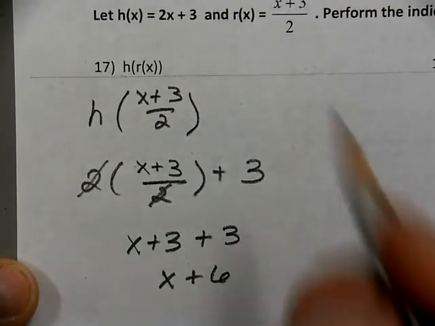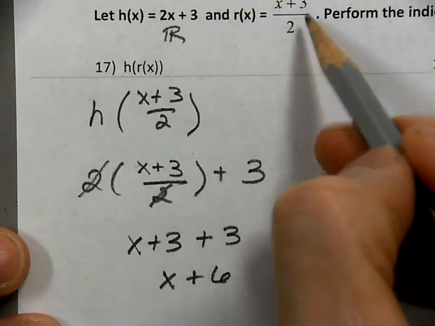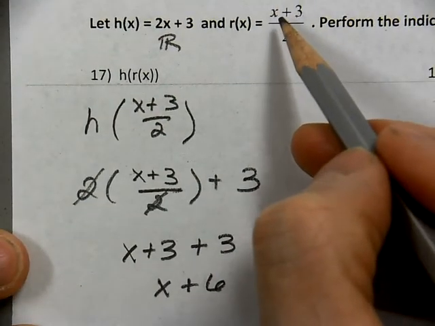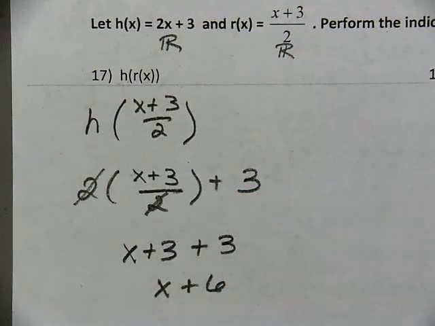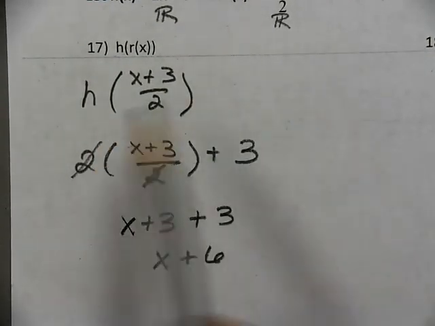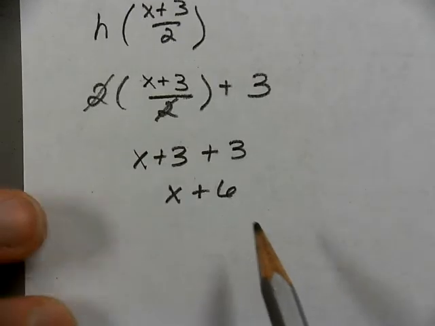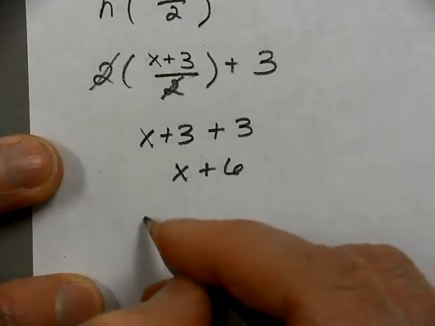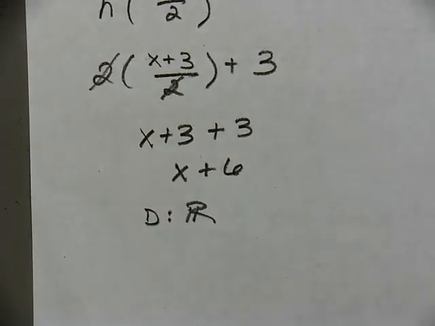Now looking at these, all real numbers would be our linear equation. And this, notice, yes, it's a fraction, but the x is in the numerator, so it is still linear. So since it's made of all real numbers and it produces another linear equation at the end, nothing's limited here, so our domain would still be all real numbers.